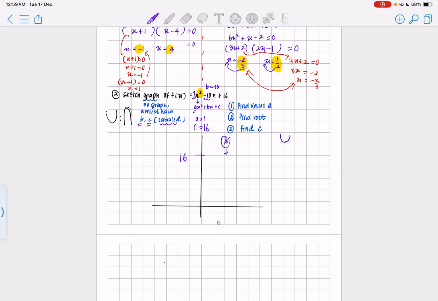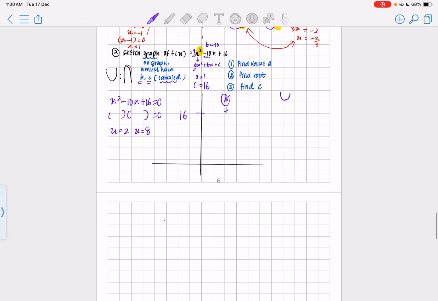After you label the value of B, we know it's on the right part. But for this whole equation, x square minus 10x plus 16, you equalkan dengan 0, you kena cari roots dia. Then, bila you cari roots dia equal to 0, you dapat x minus 2, x minus 8, sorry. Oh, both are on the right part.